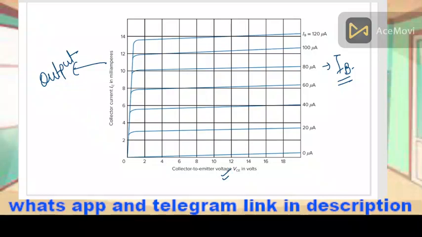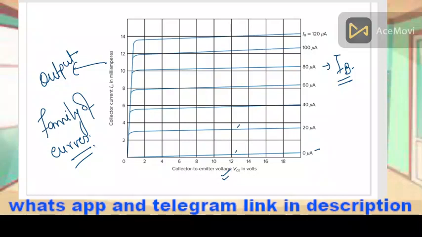Now, when this voltage is varied, for each value of base current, we get a particular type of graph. These are the graphs, and this is called a family of curves, because it is representing the same transistor. I have told you in the previous lecture. Now, from this graph, we can obtain a large amount of information. They are very interesting and they are related to the operation of the transistor.